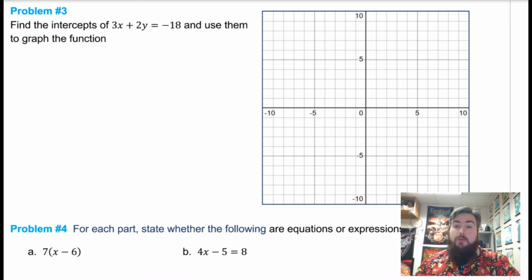Hello! In this video we'll be talking about section 1.1, graphs. Specifically, we'll be going through a couple more problems concerning equations and how to graph them. We will also be talking about a couple definitions as well.